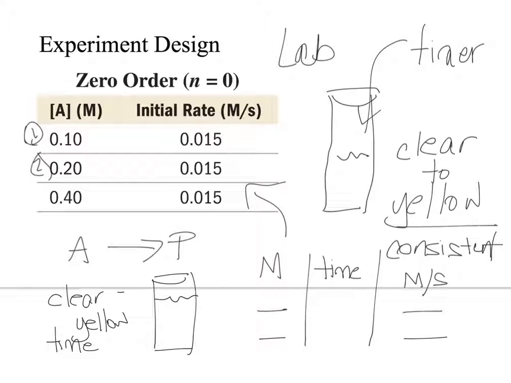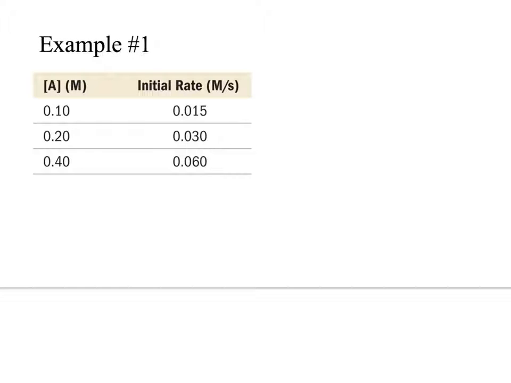And so each trial, you would have to have a separate test tube and time them all separately. And then you could compare data to determine order. Here's our first example. What we're going to do is find order, write the rate law, and solve for K, and then write the rate law again.